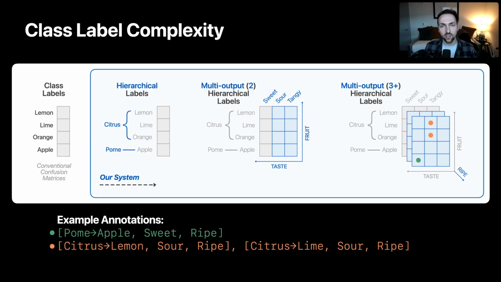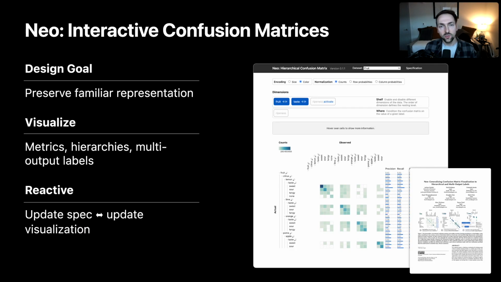Our work can construct confusion matrices from these more complex label structures so practitioners can get results for classifying a sweet, ripe apple or simultaneously sour, ripe lemons and sour, ripe limes. We built these features into a visualization system we call Neo.